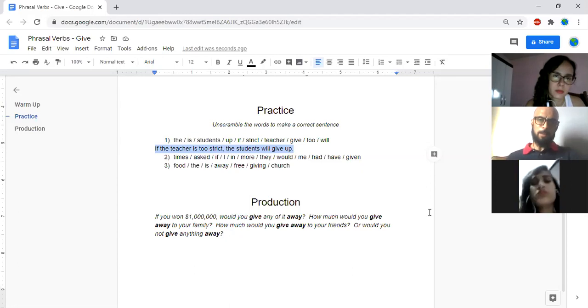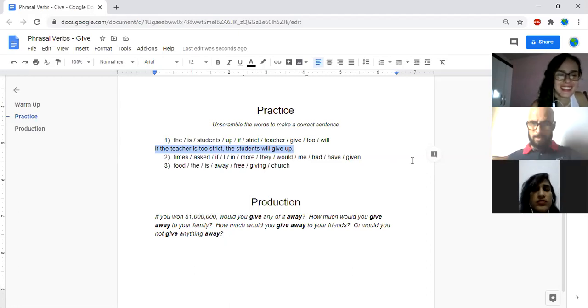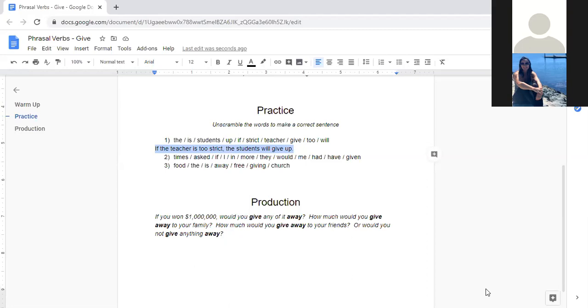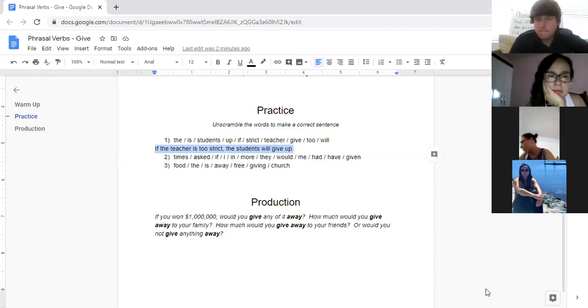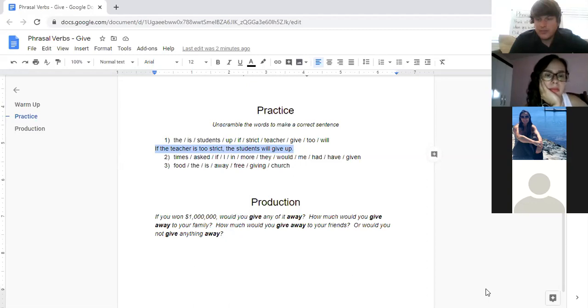But really good job. Okay, Luciana, can you read this sentence to me, please? If the teacher is too strict, the students will give up. Perfect. That is absolutely fantastic. Great job. Kasia, can you read this sentence to me, please? Yeah. If the teacher is too strict, the students will give up. Nice. Good. Jessica, can you please read the sentence to me? If the teacher is too strict, the students will give up. Nice. Yeah, and I like how I hear give up. The students will give up. So that's really what it sounds like.